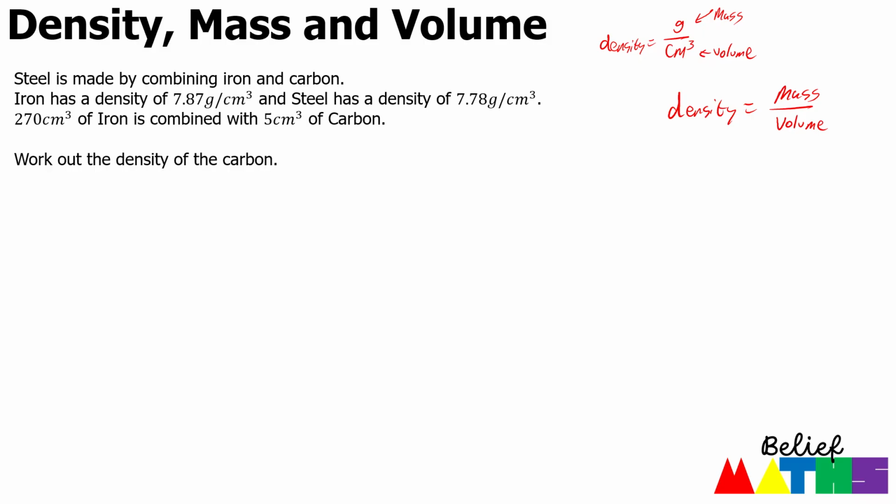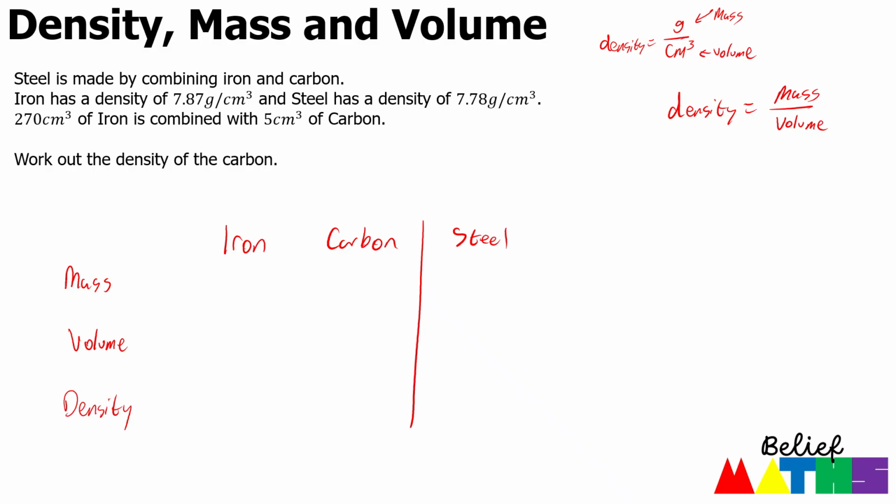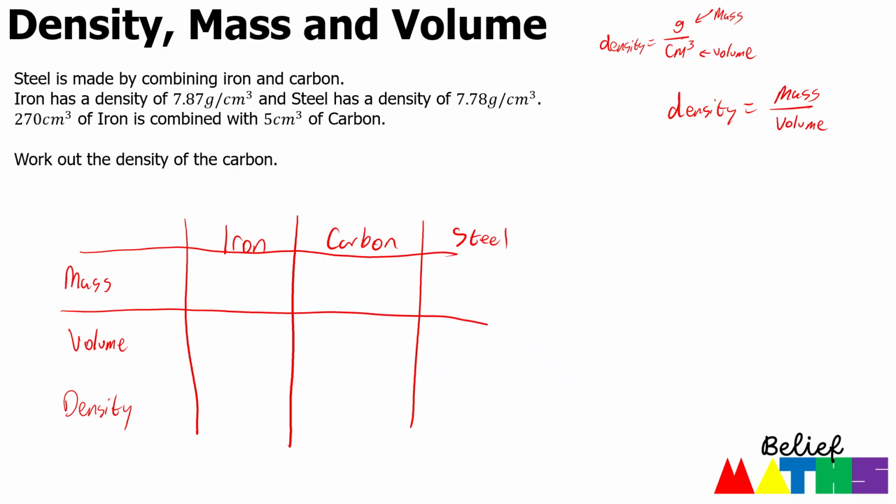Now in this case we're combining a few things. So we're going to look at mass, volume, and density. And it's because we've got a couple of different things here. We've got iron is mixed with carbon to make steel. I'm going to set this up as a little table just to make our life a little bit easier. And let's fit in what we know.